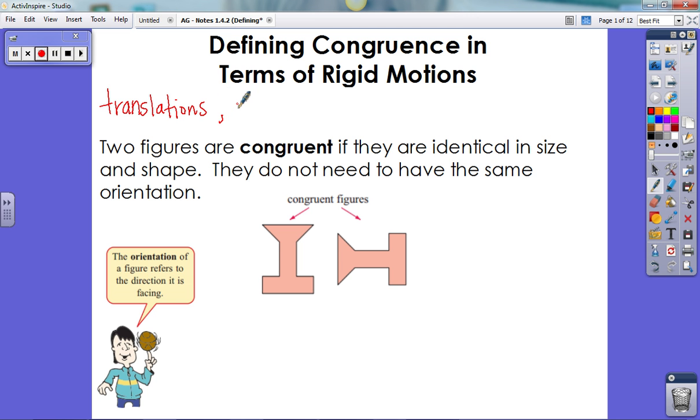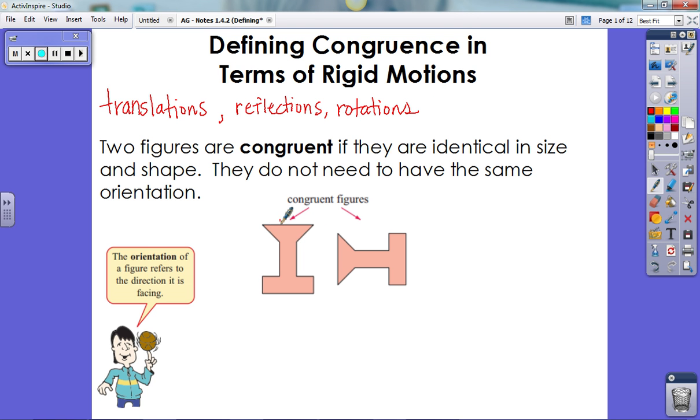We also talked about reflections, reflecting over the x-axis, reflecting over the y-axis and such, and then also rotations. All of those were called isometries because they maintained the shape and size. They were rigid motions. So we're going to use those rigid motions to determine whether two figures are congruent. If you recall, congruent figures are ones that are identical in size and shape, but they don't necessarily have to have the same orientation.